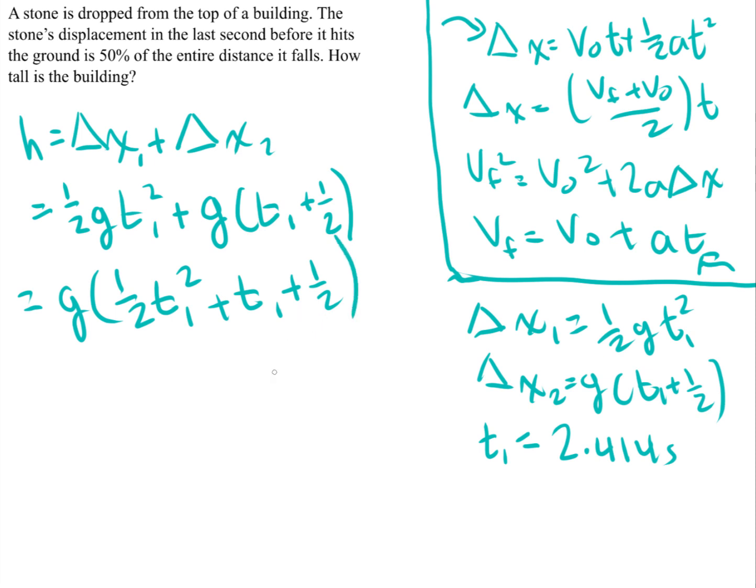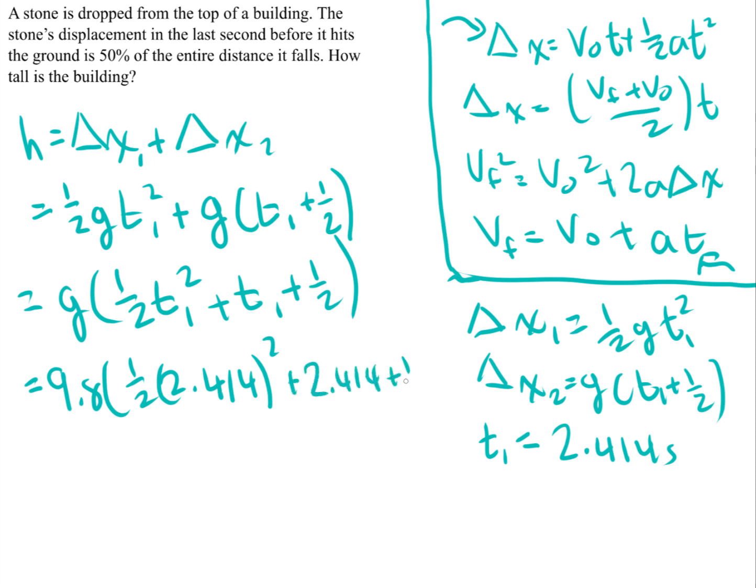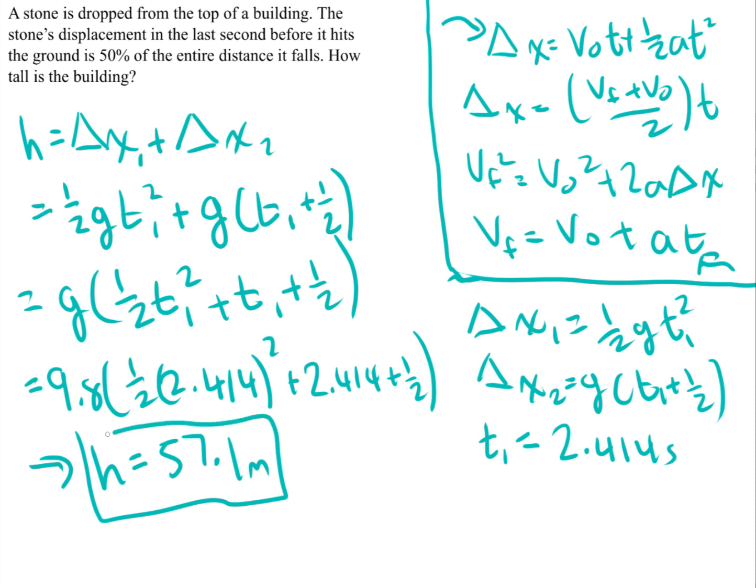Now we can simply plug our values in. g is 9.8 meters per second squared, times 1/2 times t1, which we calculated to be 2.414 seconds, squared, plus 2.414 plus 1/2. We multiply that all by 9.8. If you solve this, you should get that the height is about 57.1 meters. So the building is going to be 57.1 meters tall, and this is if we neglect air resistance. But this is how you would solve this problem.